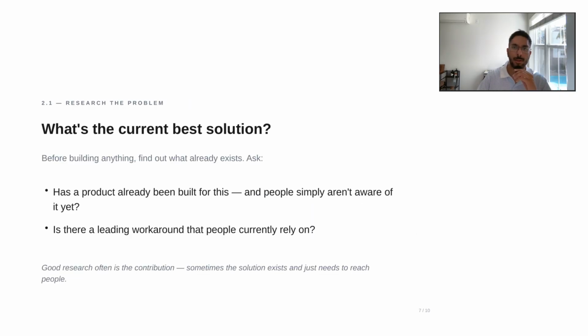Start with research. Before you build anything, find out what already exists. Two questions to ask. First, has a product already been built for this problem, and people simply aren't aware of it yet? Second, is there a leading workaround that people currently rely on to get by? And here's the thing, good research often is the contribution. Sometimes the solution already exists and just needs to reach the people who need it.